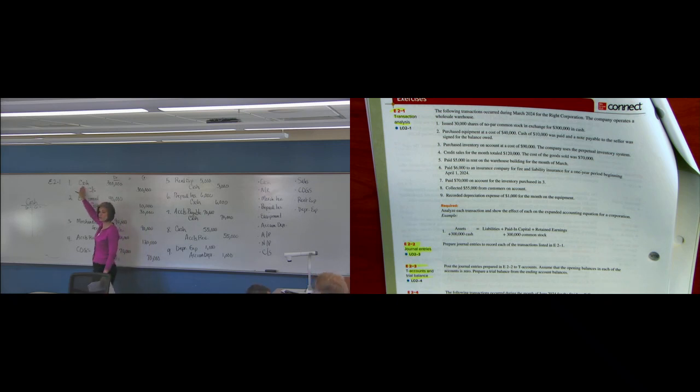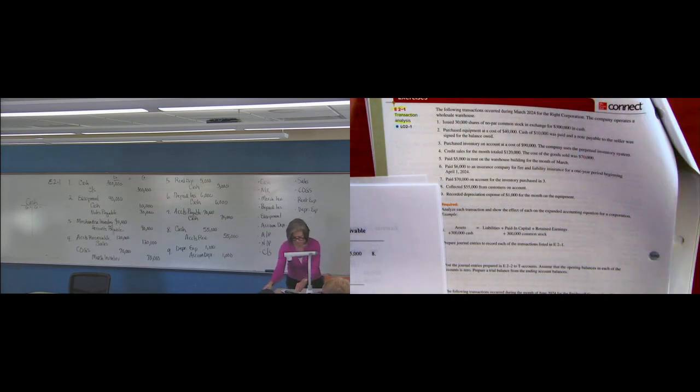You're going to go to your cash T account, and you're going to insert $300,000 on the debit side. You're going to put number 1 next to it because that's a reference to the actual transaction.